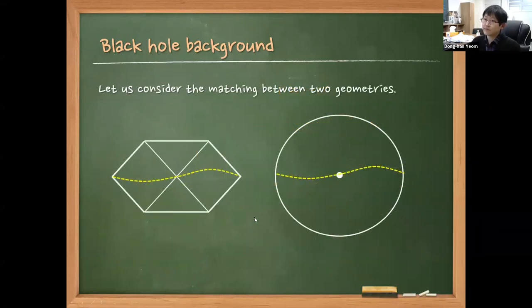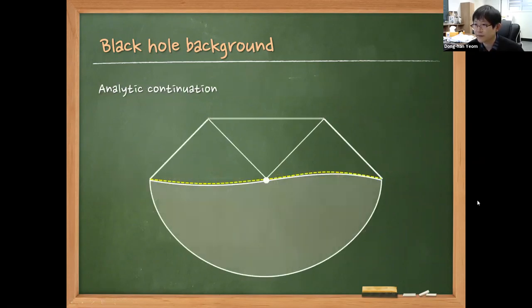Okay, so now let us consider the matching between two geometries. The Euclidean analytic continuation means that in the Lorentzian geometry, we choose a certain hypersurface, a t equals constant hypersurface. And at this t equals constant hypersurface, we analytically continue to the Euclidean time. And in the Euclidean side, this yellow colored curve corresponds to a certain hypersurface here. So we cut the space-time along this constant time hypersurface and match it together this way. Then this is the analytic continuation of the Schwarzschild black hole from the Euclidean geometry. So here's the Euclidean part, and this is the Lorentzian part.